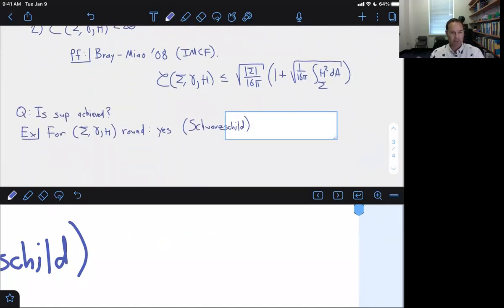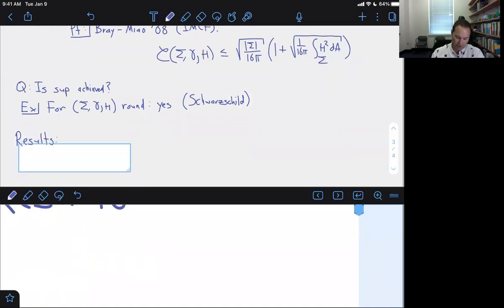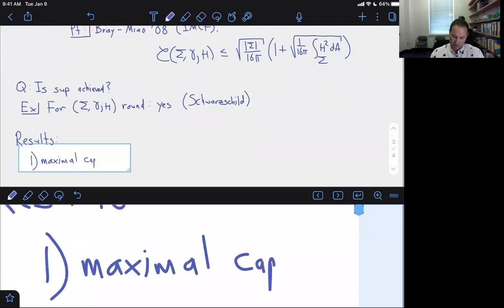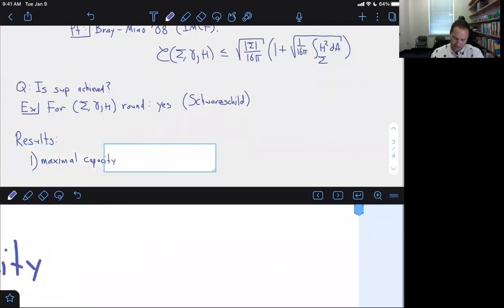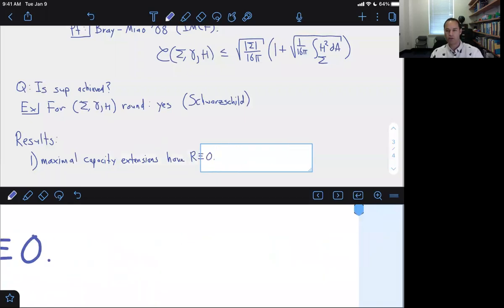In general, just like for the Bartnik mass, I want to say what kinds of things could you say about these maximizers. So results, first one's really just an observation, just a short lemma. And it is that maximal capacity extensions are scalar flat. By this, I mean one of these metrics that achieves the supremum in the definition. So they have identically zero scalar curvature.